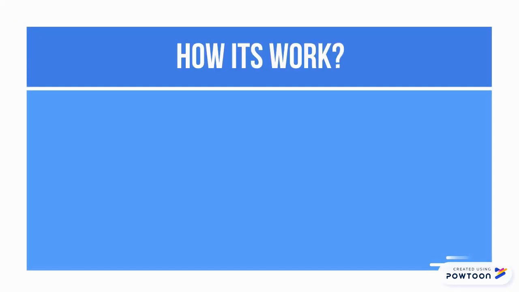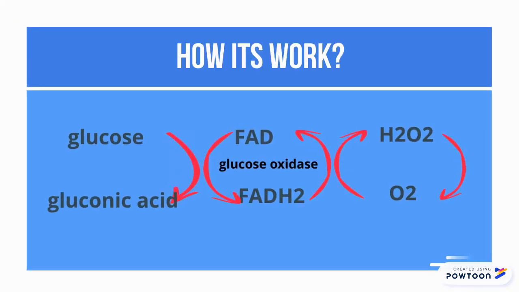But how does it work? In the presence of glucose oxidase, glucose is oxidized into gluconic acid and FAD is reduced to FADH2. FADH2 then reduces oxygen into hydrogen peroxide, whereas it's self-oxidized into FAD. The hydrogen peroxide is then released in the air.